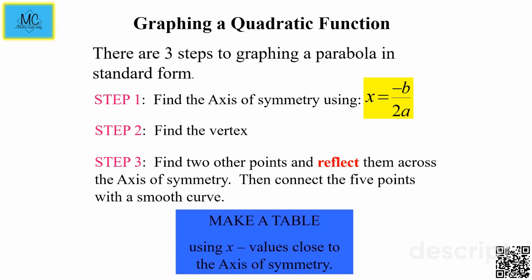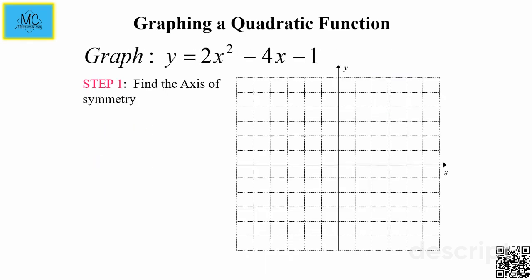So make the table using y is equal to mx plus c, hope you remember, and that's how you can always find your x values around the axis of symmetry in your graph. Now, here is an example. Let's understand more about it.